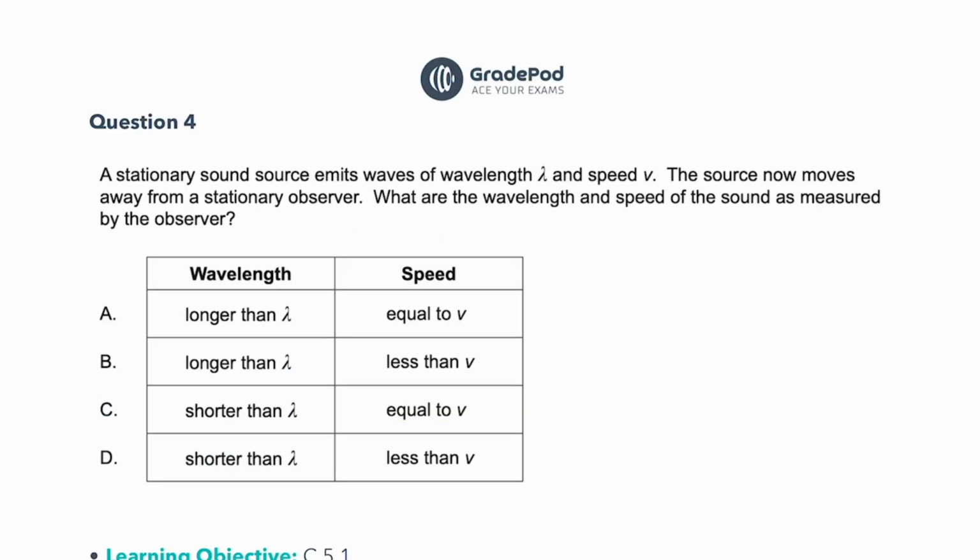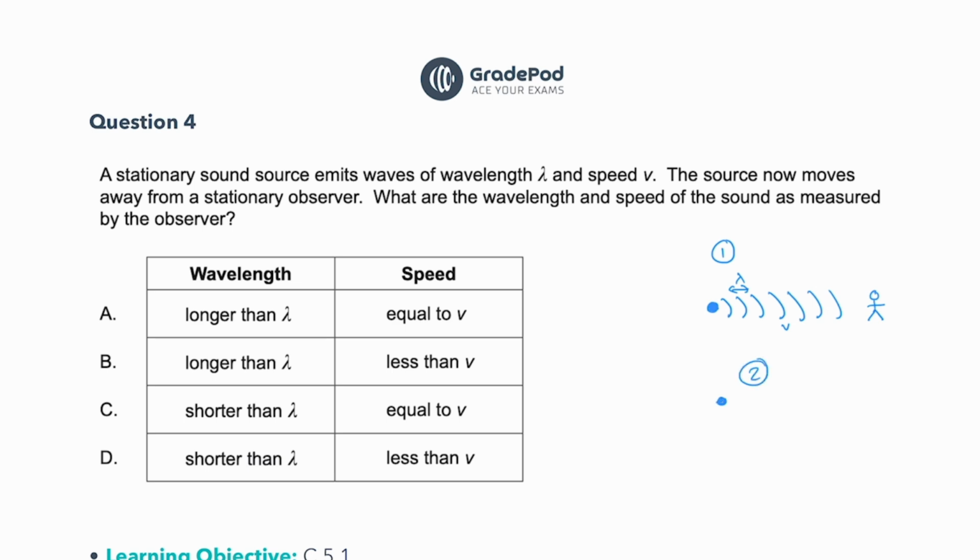Question 4. A stationary sound source emits waves of wavelength lambda and speed v. The source now moves away from a stationary observer. What are the wavelength and speed of the sound as measured by the observer? Okay, let's do situation 1. We have, let's just say that's the sound emitter. And that's our observer. Everything's stationary. The wavelength is lambda and the speed is v.